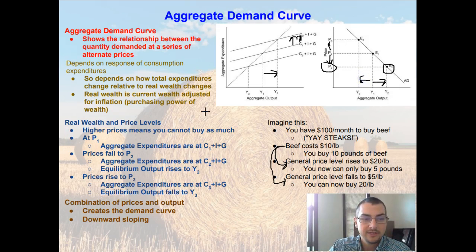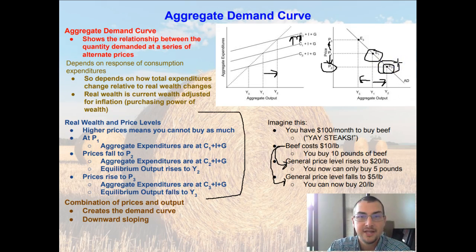So what we're talking about right now is all being described down here. Whereas at P1, our equilibrium is at E1. Versus if prices fall to P2, prices go down, equilibrium expands to E2. Guess what? The nation is now selling more goods. Prices rise to P3, equilibrium will actually fall, prices go up, and aggregate output actually falls.